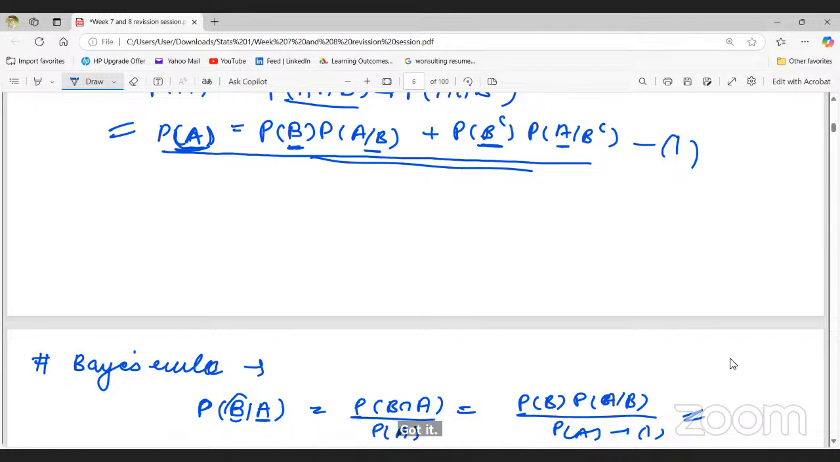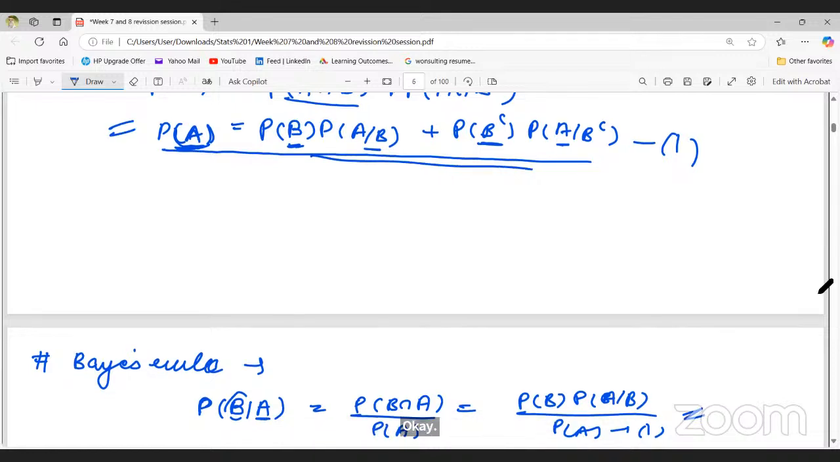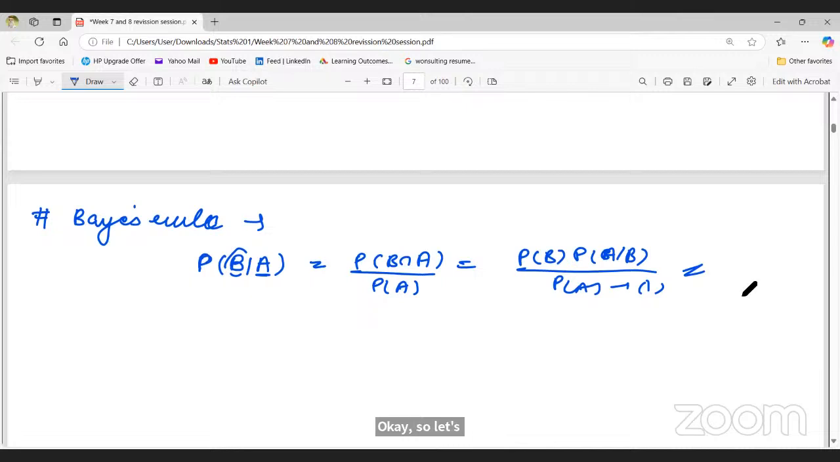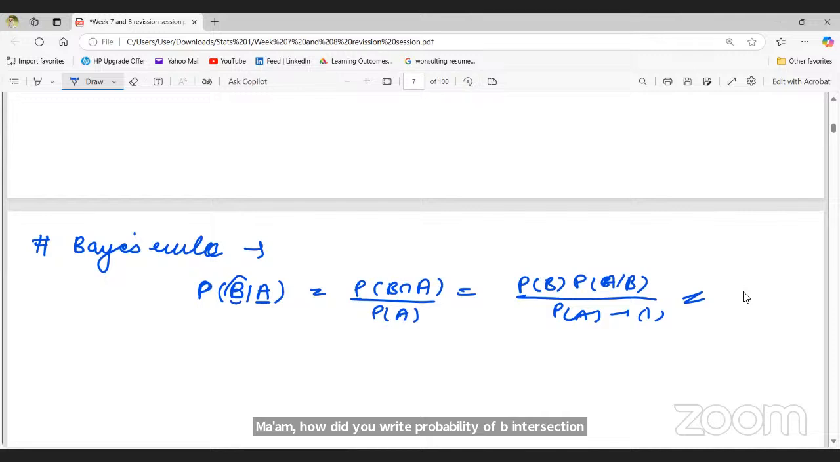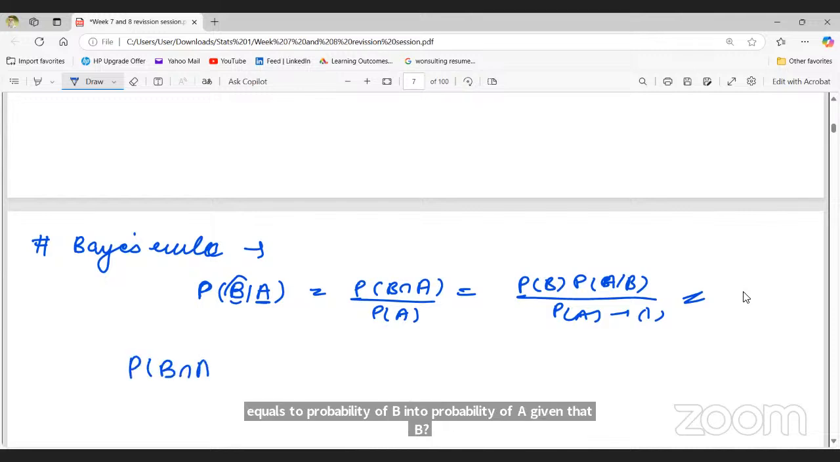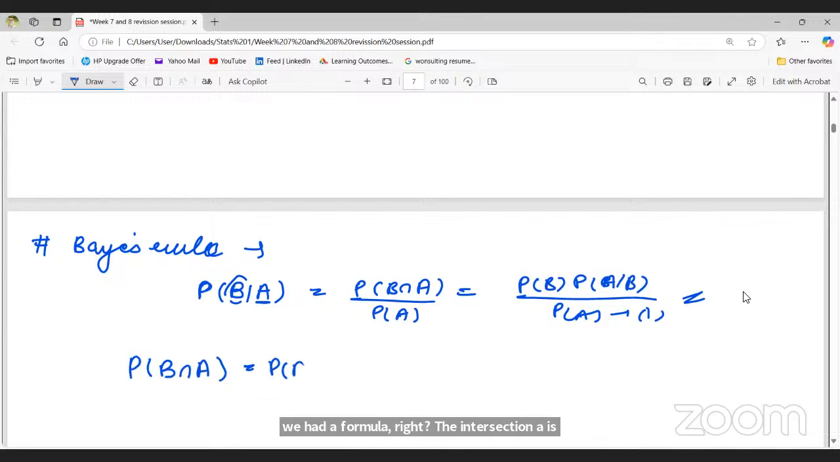Yes, ma'am. Ma'am, how did you write probability of B intersection A equals probability of B into probability of A given B? We had a formula, right? B intersection A, can't it be probability of A into probability of B given A? They are not independent. That's why we are using this formula. Okay.